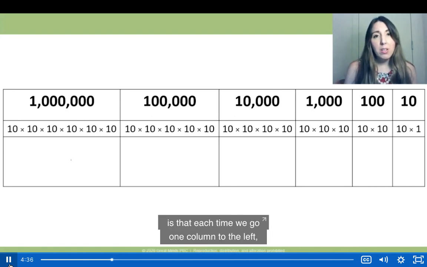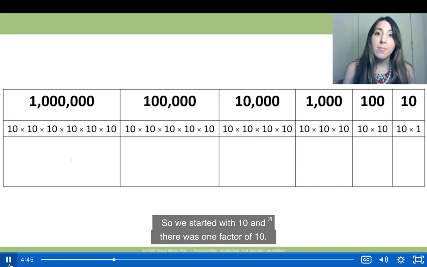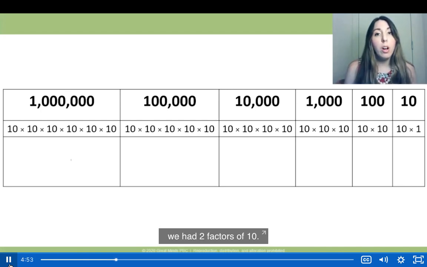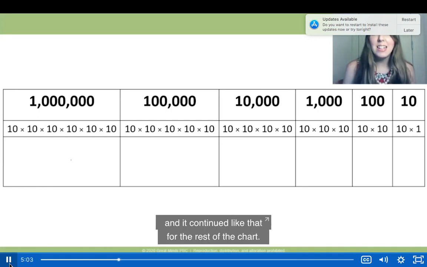One thing that you might have noticed is that each time we go one column to the left, we have another factor of 10. So we started with 10, and there was one factor of 10. Then when we moved to the next column with 100, we had two factors of 10. Then when we went to 1,000, there were three factors of 10. And it continued like that for the rest of the chart.